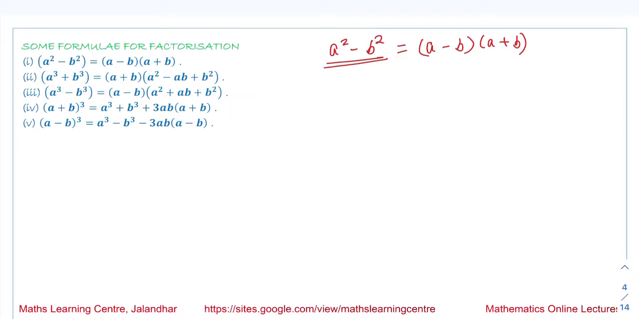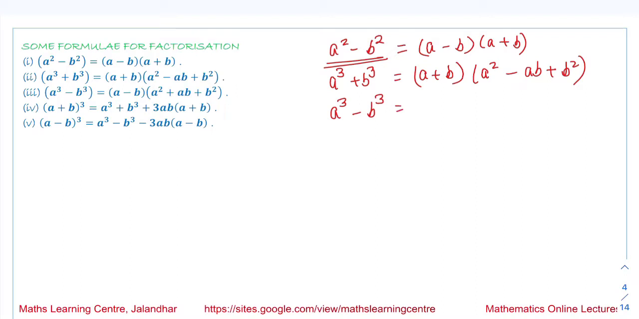Now the next is a cube plus b cube. The formula is a plus b. These will be used in the method of factorization. So it is a plus b into a square minus ab plus b square. Next is a cube minus b cube. So it is a minus b into a square plus ab plus b square.